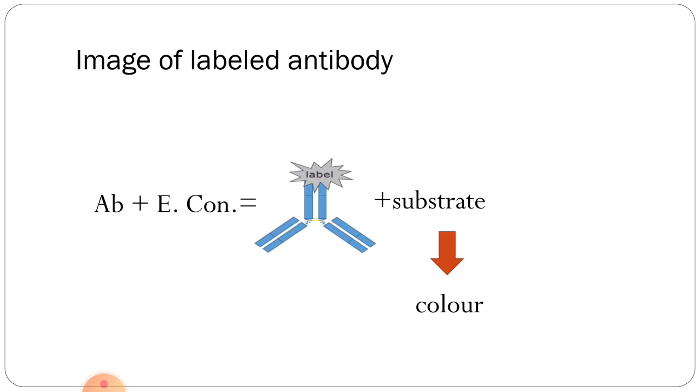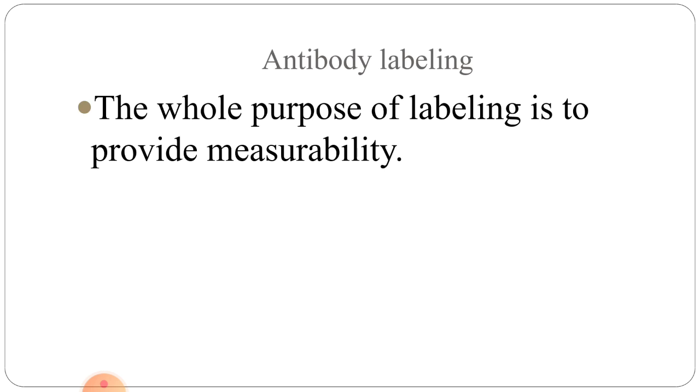This is the image of labeled antibody. Antibody plus enzyme conjugate will produce a labeled antibody, and the substrate produces a color. The whole purpose of labeling is to provide measurability, or detecting the concentration of the antibody or the antigen in the given unknown sample.